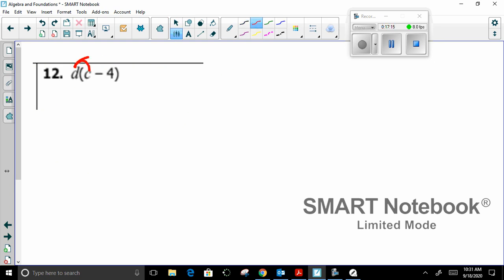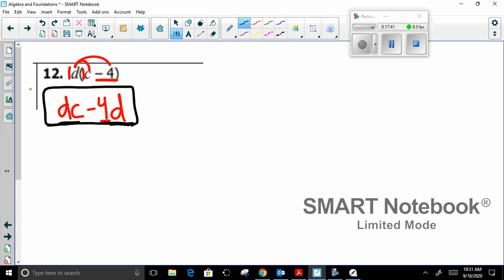All right, distribute that D. So 1D times 1C. 1D times 1C is just DC. Put them together. 1D times negative 4 is negative 4D. You always put the number in front because that's your coefficient. Are they like terms? Can you subtract them? You cannot. This is a DC. This is just a D. They don't go together. That's it.